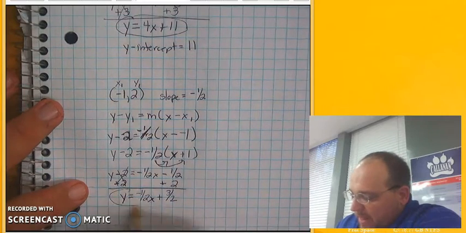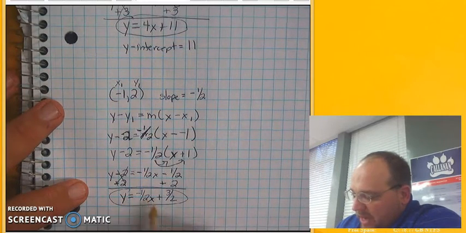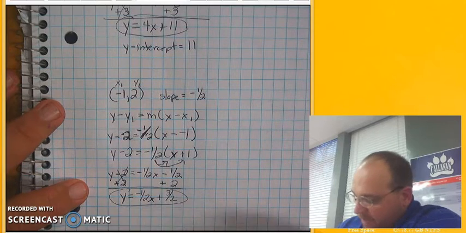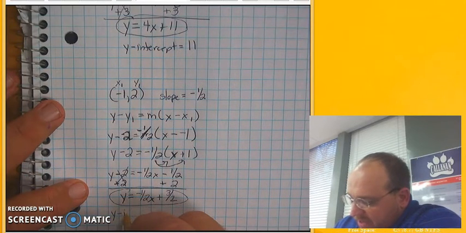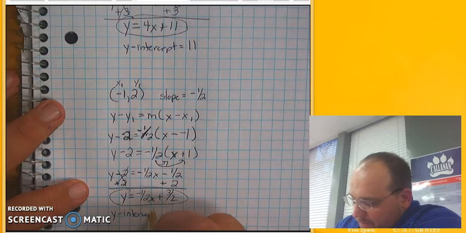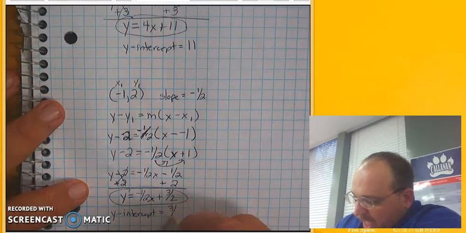So the equation of my line is y equals negative 1/2 x plus 3 1/2, which tells me my y-intercept is equal to 3 1/2.